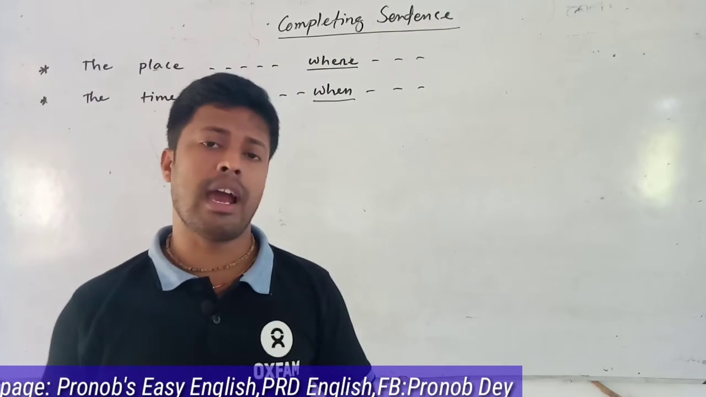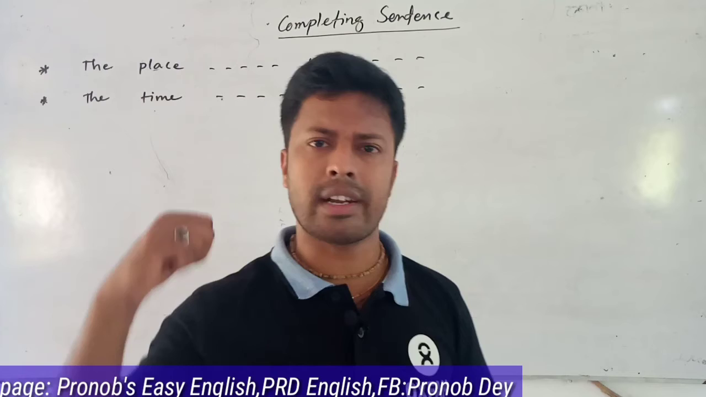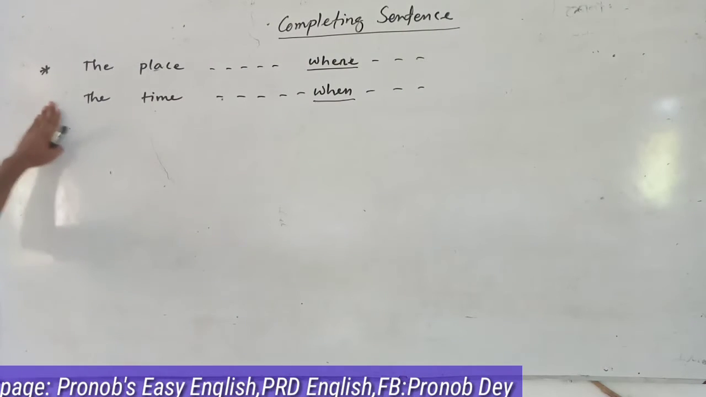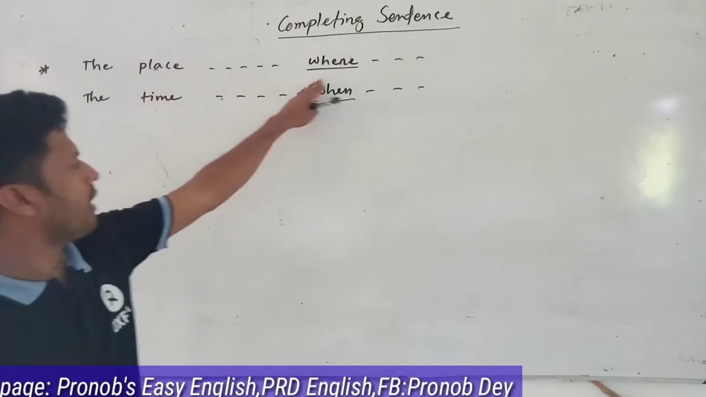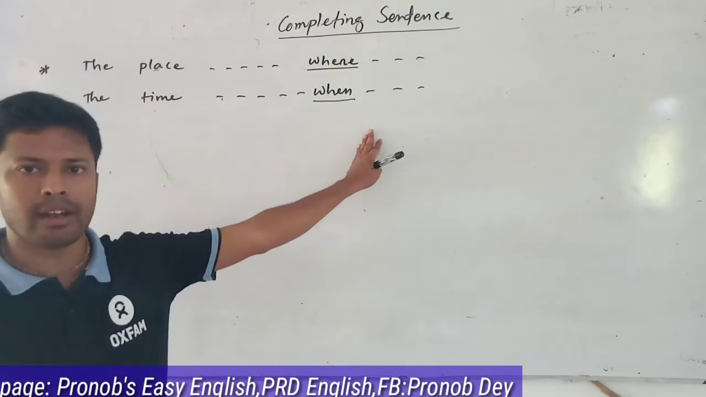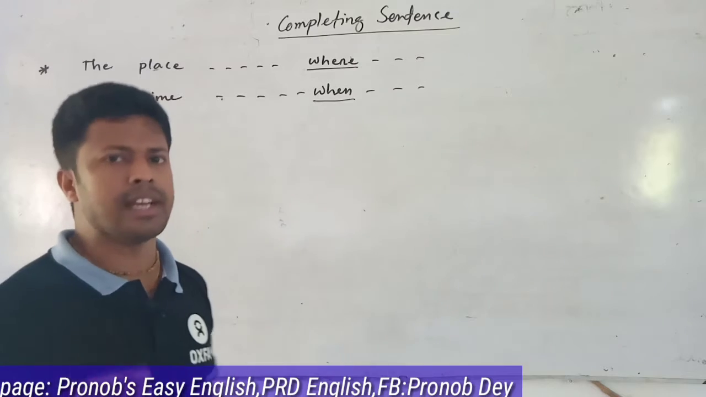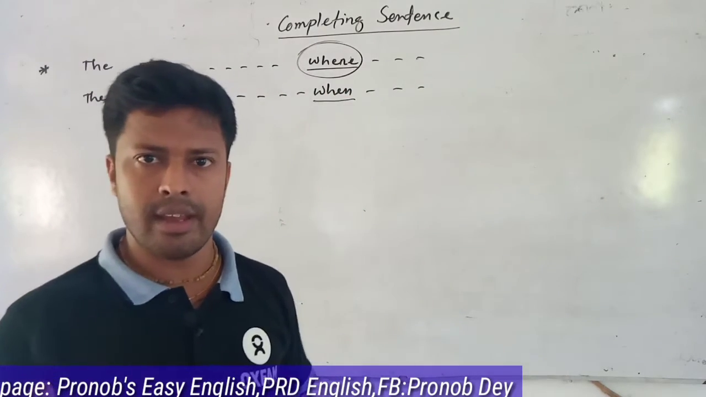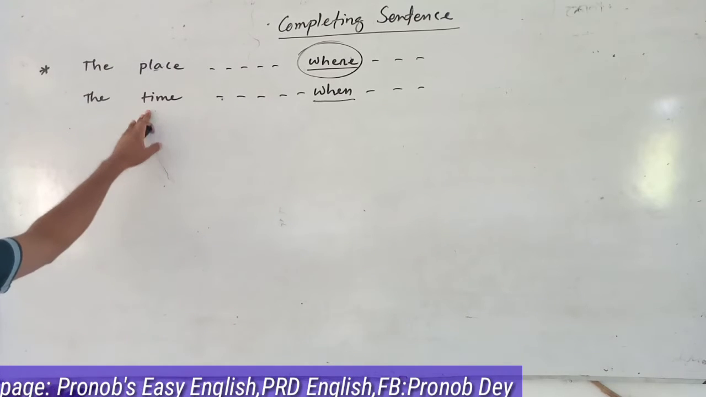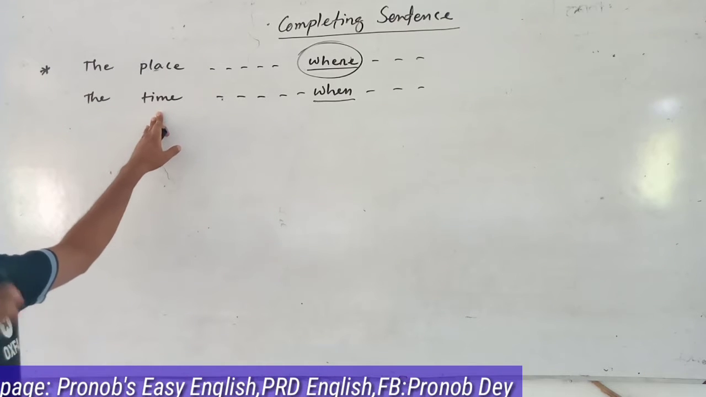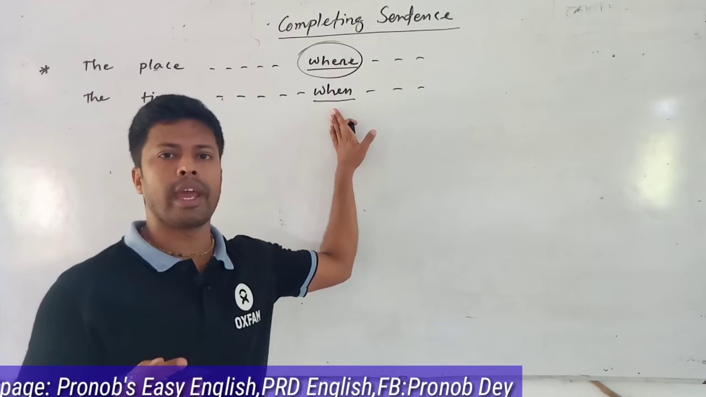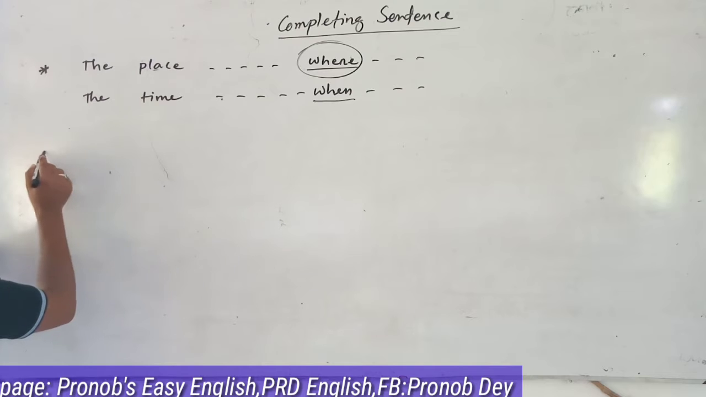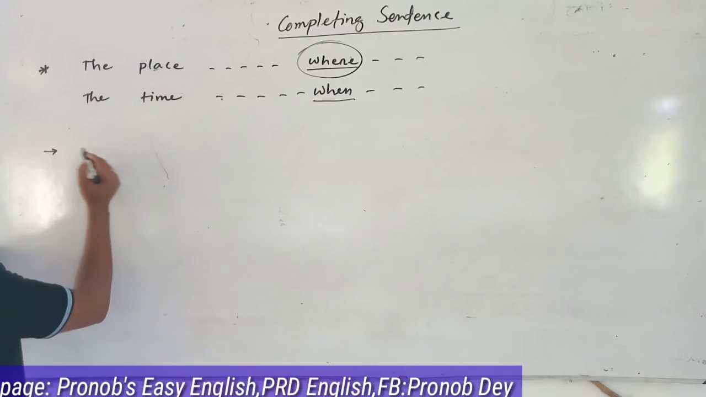Dear students, I think you have got the point of what I am going to write here. You can see that I have written the place where and the time when. If the sentence indicates a place, we must put where in the middle of the sentence, and if the sentence indicates the time, then you must put when. This is very common in a complex sentence.